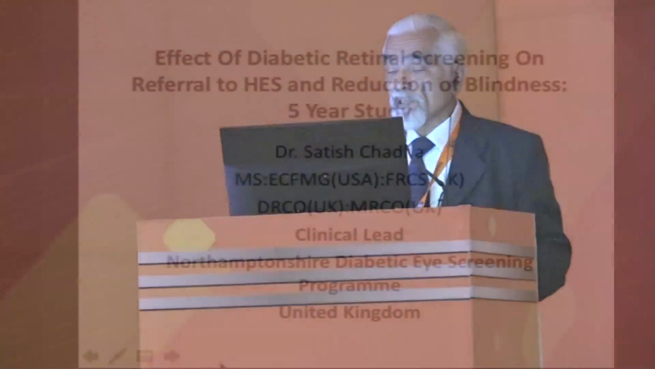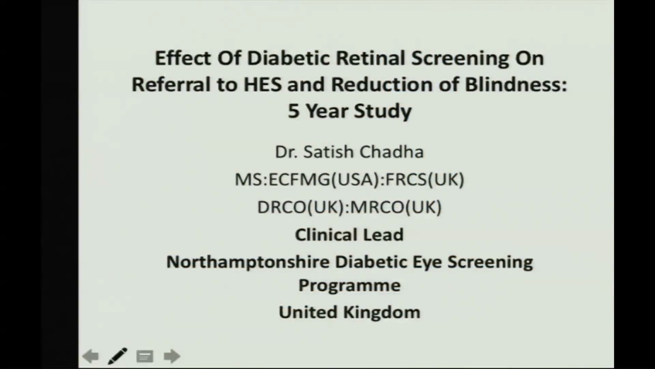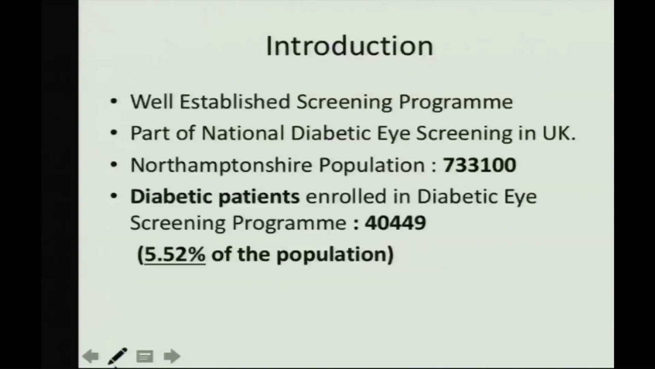I'm Satish Chadha, and I'm the clinical lead for the Northamptonshire Diabetic Eye Screening Program. We have a well-established screening program, which is a part of National Diabetic Eye Screening in the UK. The population of Northamptonshire is 733,100, and we have a total of 40,449 patients enrolled in our program, which is about 5.52% of the population.